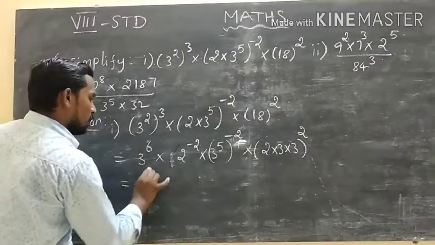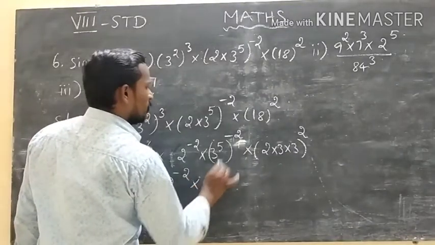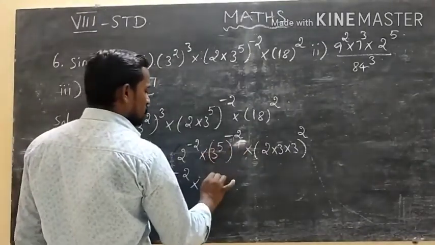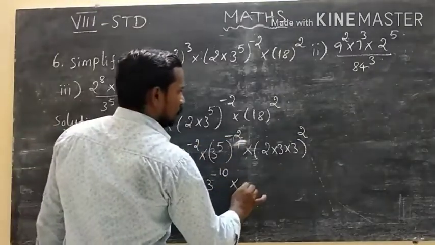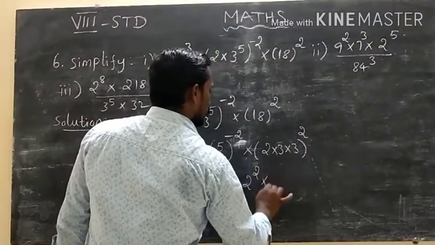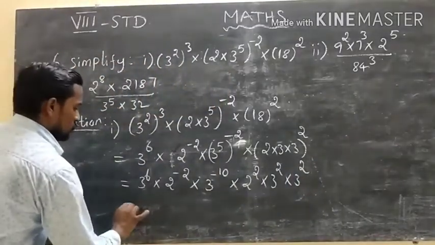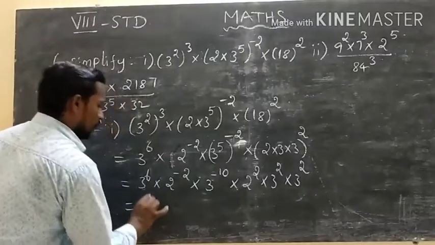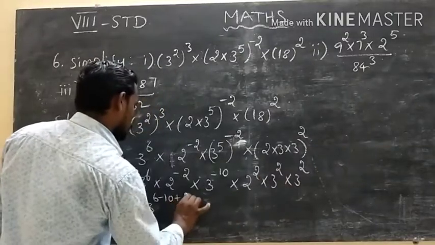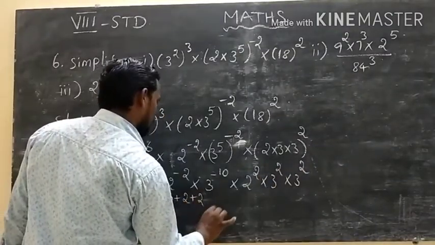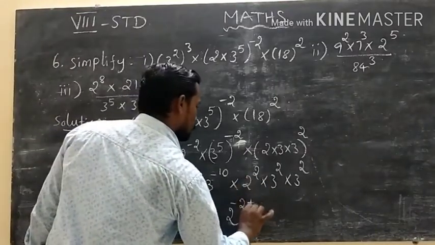So it is equal to 3 power 6 into 2 power minus 2 into 3 power, the product of the values, plus into minus 5, 2 5s are 10. And (a power m) whole power n means a power mn. Into 2 power 2, this 2 is common, into 3 power 2 into 3 power 2. So only compare the first 3: here 6, here minus 10, and here plus 2, here also plus 2. That's all. For the 2 power, the values are minus 2 plus 2.